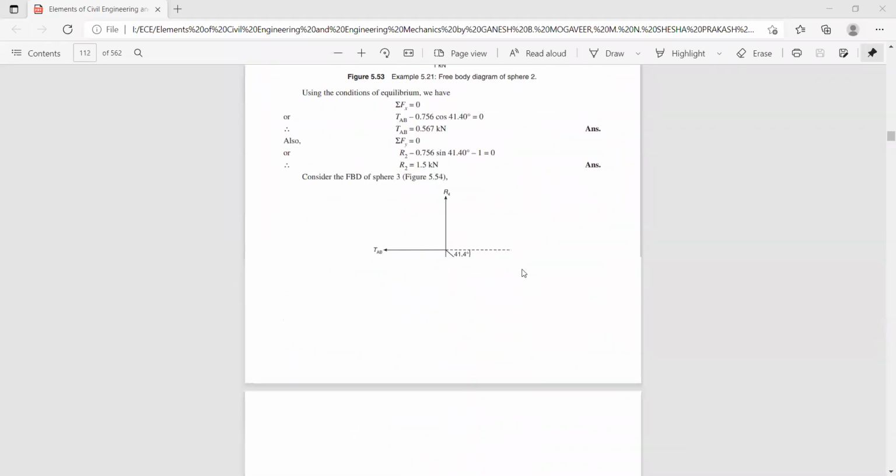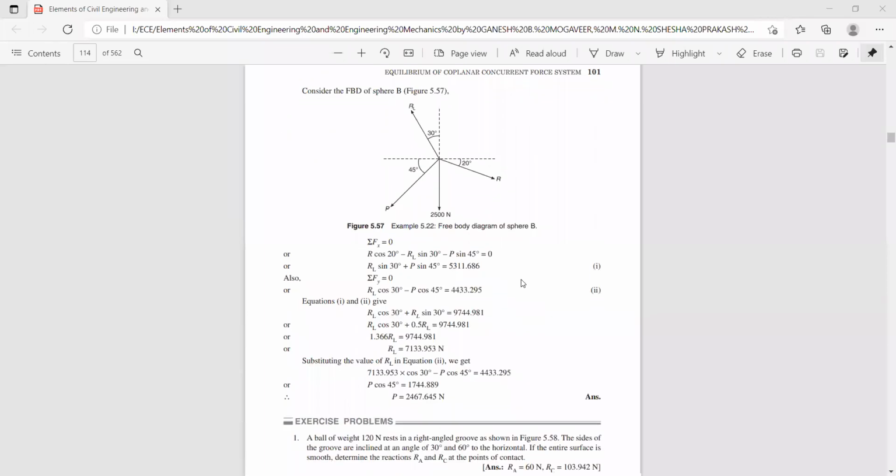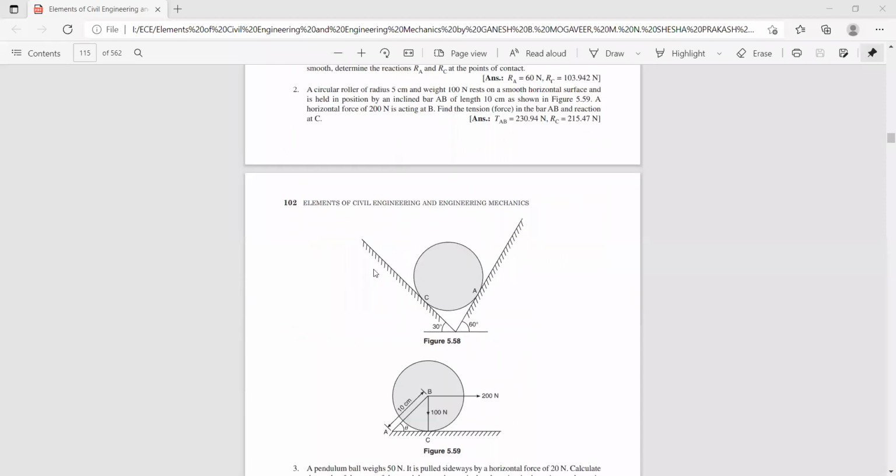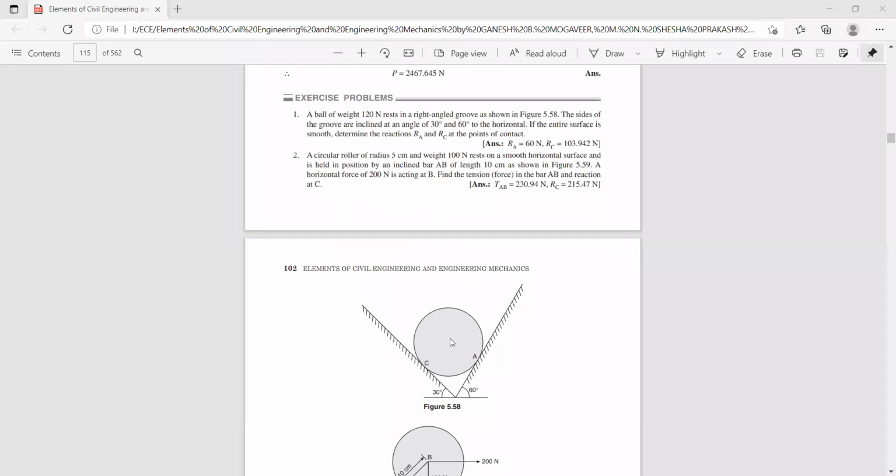Now let us solve some of the exercise problems. Here, a ball of weight 120 Newton rests in a right angle groove as shown in figure. The sides of the groove are inclined at an angle 30 degree and 60 degree to the horizontal. If the entire surface is smooth, determine the reactions RA and RC at the points of contact. So it is a very simple problem. Now here you have a sphere of weight 120 Newton. It makes contact with the sides of the V-shaped groove, that is right angle groove, at point C and point A. So you have to find the contact reactions, that is RC and RA.